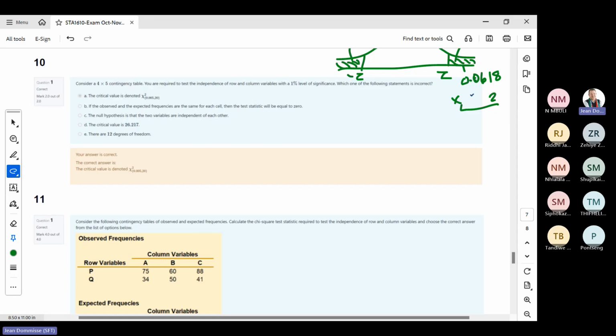Okay, so let's consider the contingency table. I say test at 1%. Which of the following statements is incorrect? What I will first do is work out the degrees of freedom. The degrees of freedom is columns minus 1 or rows minus 1, it doesn't matter, times the other one. So it is 5 minus 1 is 4, 4 minus 1 is 3. So degrees of freedom is 12, which is correct.